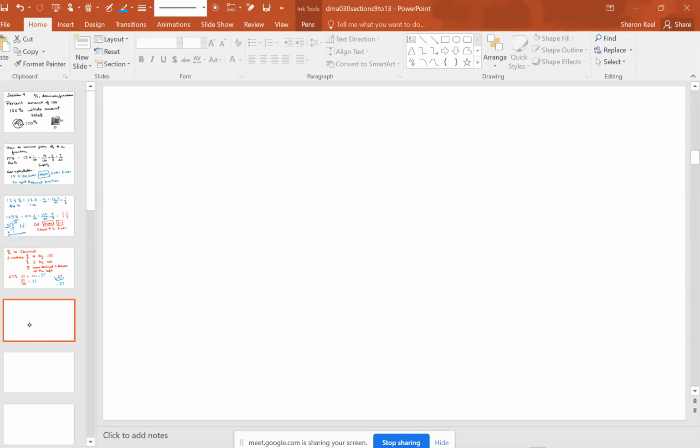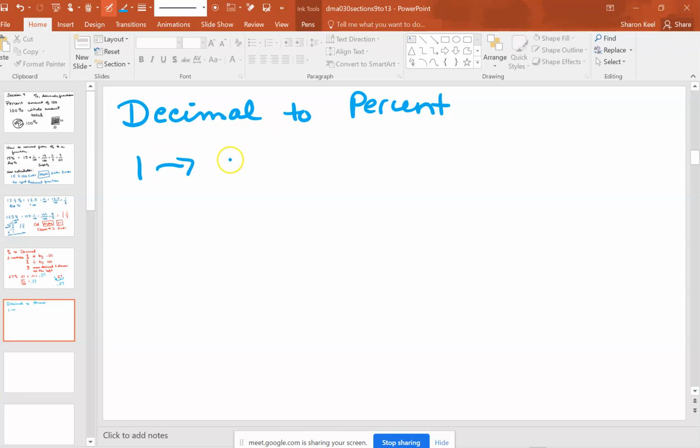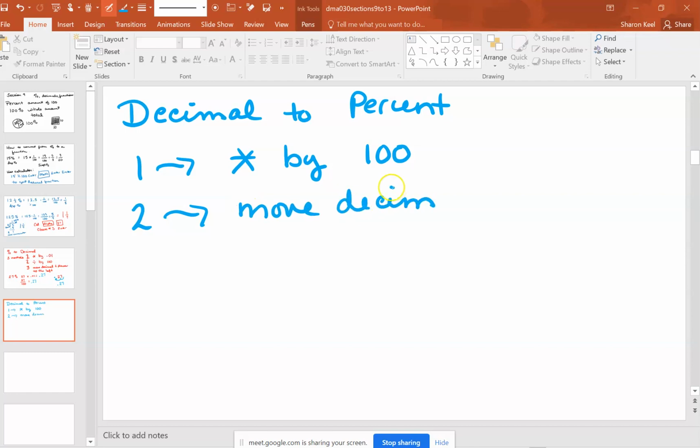How do we write a decimal as a percent? If we're going to go from decimal to percent, there's two ways to do this. One method is to multiply by 100, or the second method is to move the decimal 2 places to the right.